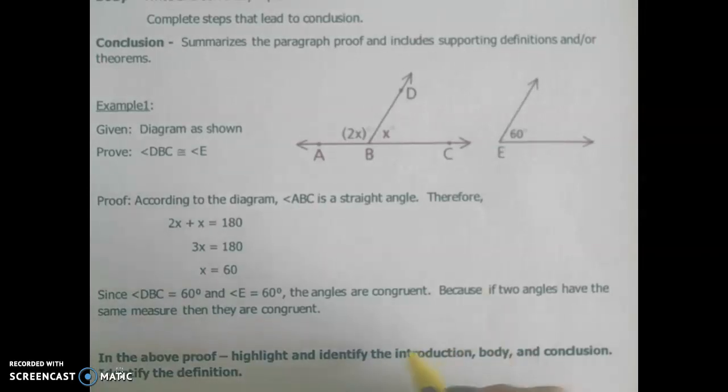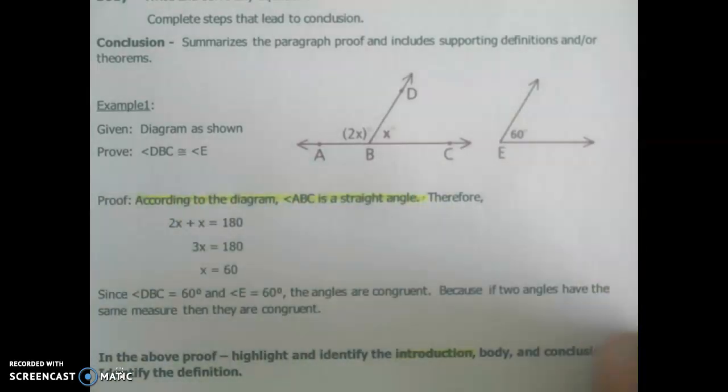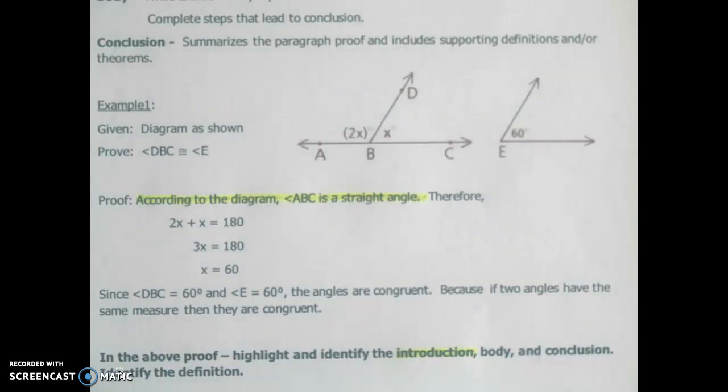So let's start with the introduction. I'm going to highlight that in yellow. And remember, your introduction is your given conditions and conclusions that can be drawn. So we're given the diagram, and we can conclude that ABC is a straight angle. So that is my introduction.